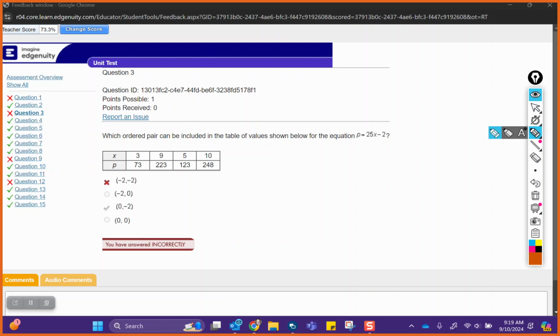Question 3 says, which ordered pair can be included in the table of values shown below for that equation? So this could be one where you're just plugging things in. Remember that in these ordered pairs, x is the first number, and in this case they're using p for, I don't know, it could be price or something. Sometimes they'll change the x and y. But if we look at the equation, these are all mixed up, so we're just going to look at the equation. We're just going to plug in the numbers and see what works.